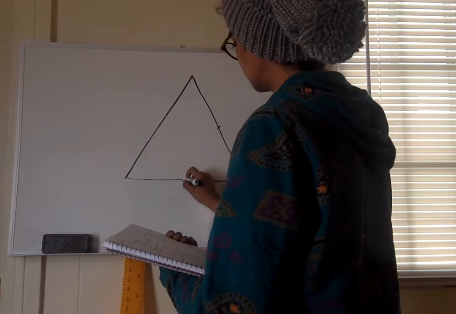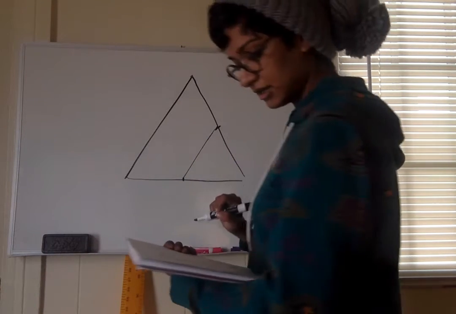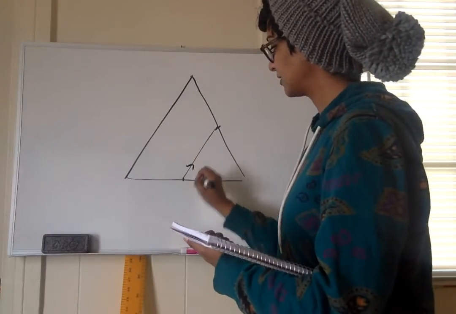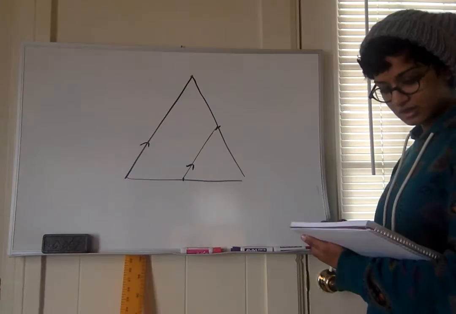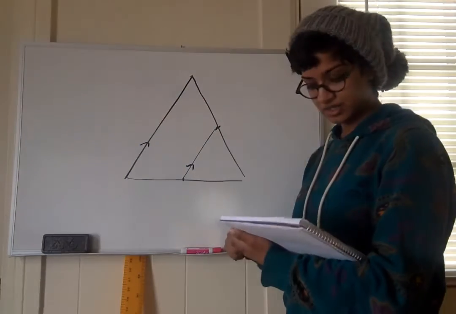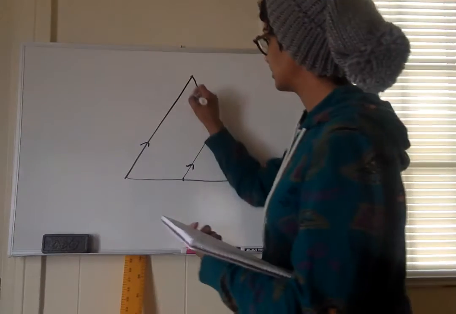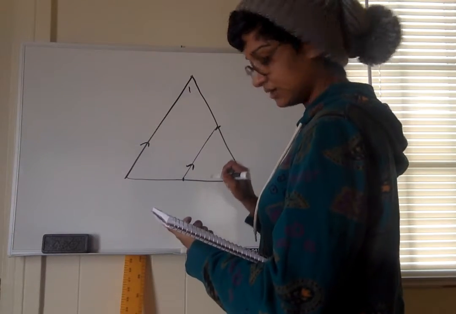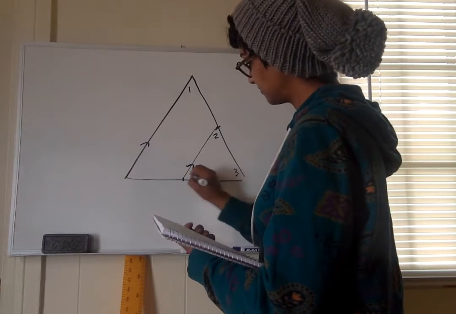Point to point. Okay. And the midpoint is parallel. So that's not going to be given to you. It will just tell you that this side is the midsegment. Okay. And here is angle 1. Here is angle 2, angle 3, angle 4, and angle 5.